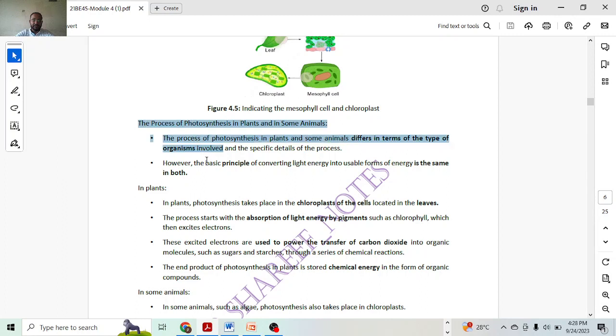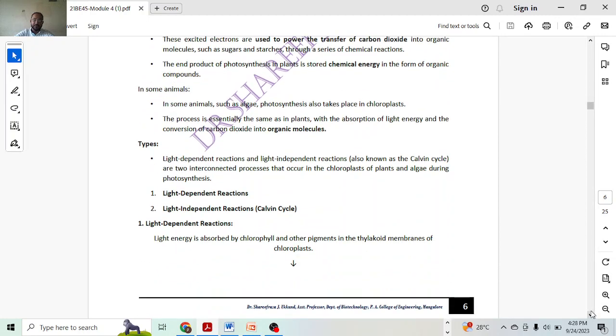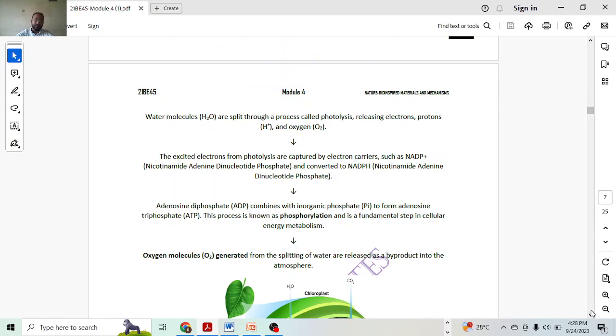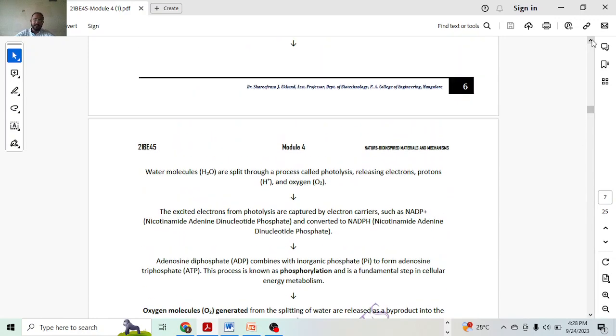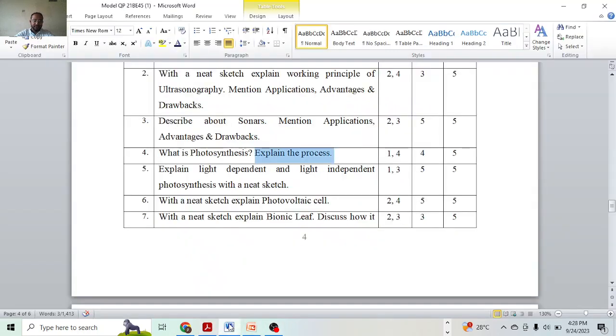So explain the process in animals and resting plants, you will be getting 2 marks for that. So 2 plus 2 plus 2 plus 1 plus 1. You have types and all that, which you don't have to discuss at all, because it is only 5 marks. Next, explain light dependent and light independent photosynthesis with a neat sketch.